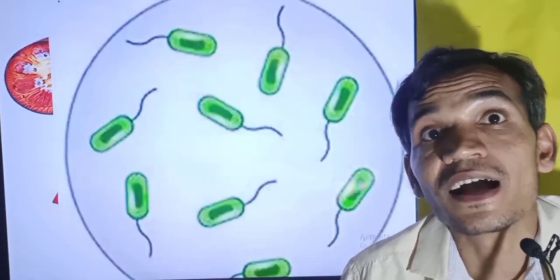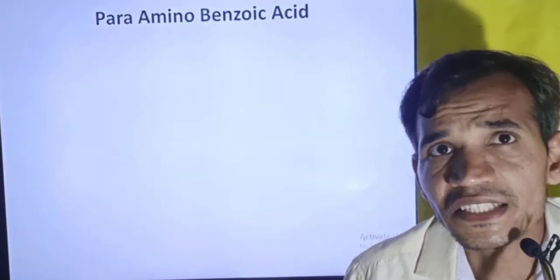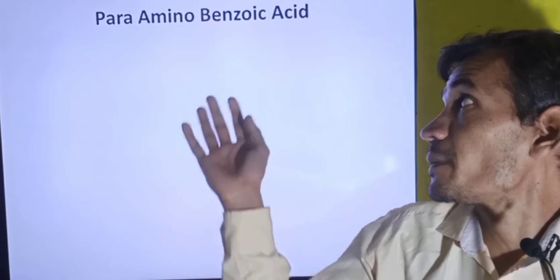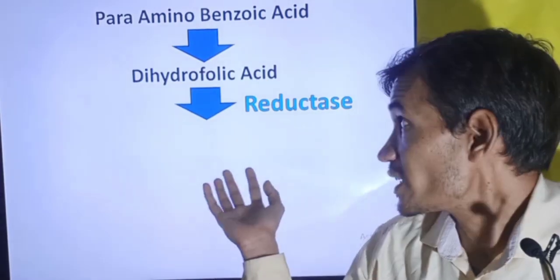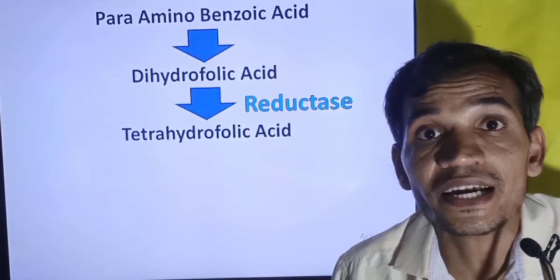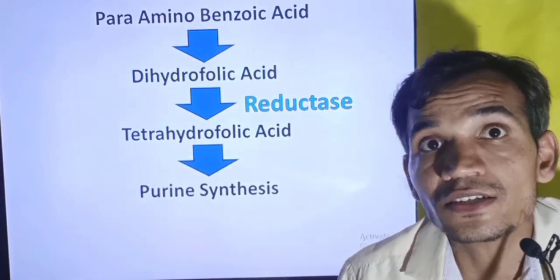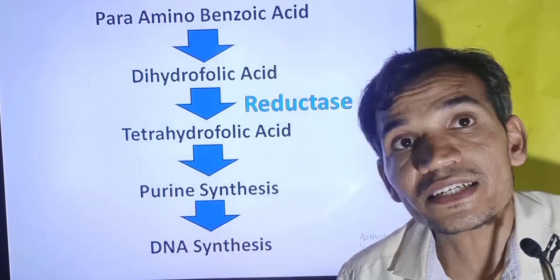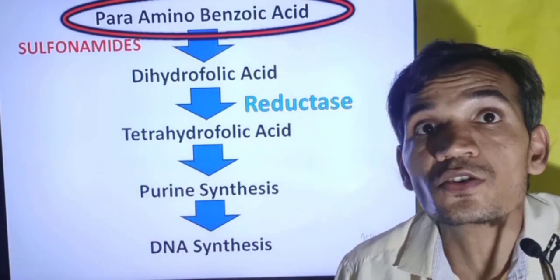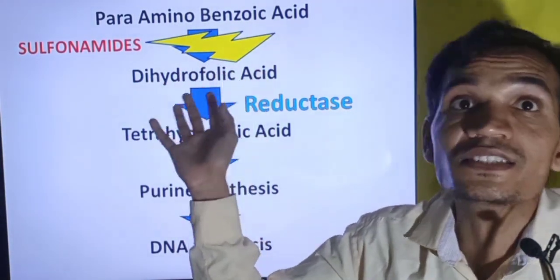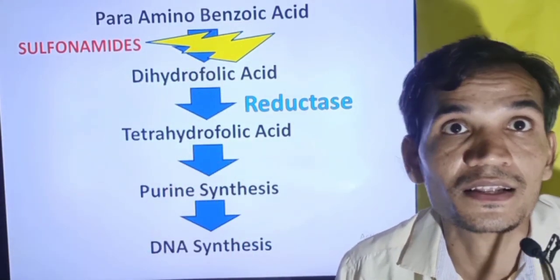If pathogen invasion is higher, then we have to use antibiotics like sulfonamides and quinolones. The life of a bacterium depends on some primary molecules like para-amino benzoic acid, PABA, which turns into dihydrofolic acid. Upon reduction, it forms tetrahydrofolic acid, and tetrahydrofolic acid is important for purine synthesis. Purine is a kind of nucleotide which participates in DNA synthesis. Here sulfonamide, which has structural similarity with para-amino benzoic acid, hinders the pathway at the initial stage because it incorporates itself in that pathway and blocks the reaction at the initial level.